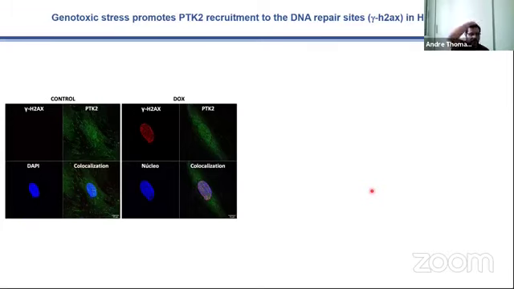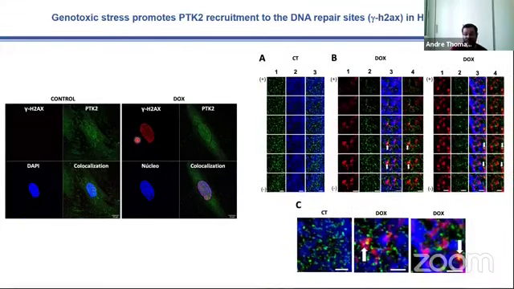Here we have another result: genotoxic stress promotes PTK2 recruitment to DNA repair sites. So we label cells with DAPI, PTK2 and gamma H2AX to see if this accumulation has something to do with DNA damage sites. Here we have several planes along the Z direction for control and for doxo-treated cells. Before doxo treatment, we don't see any DNA damage in control cells, but after doxo treatment, we see DNA damage sites.